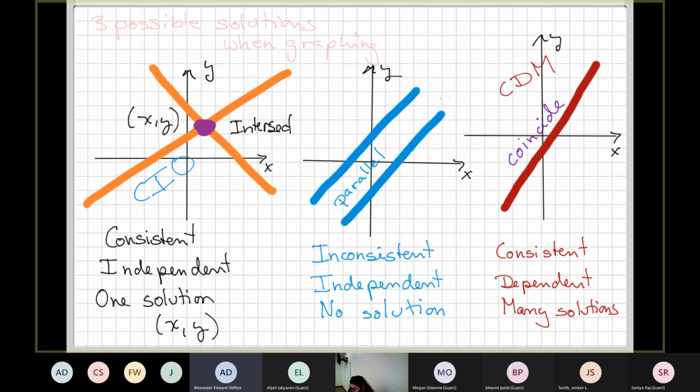CDM actually stands for something. C stands for can, D is do, and M is math. Yes, you can do the math. CDM: consistent, dependent, many solutions. And I got so excited about the CDM that I forgot the IINS. IINS means inconsistent, independent, no solution.